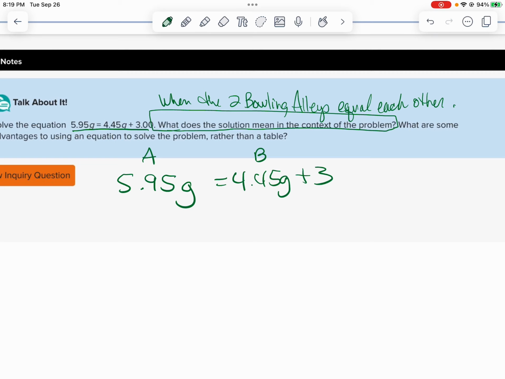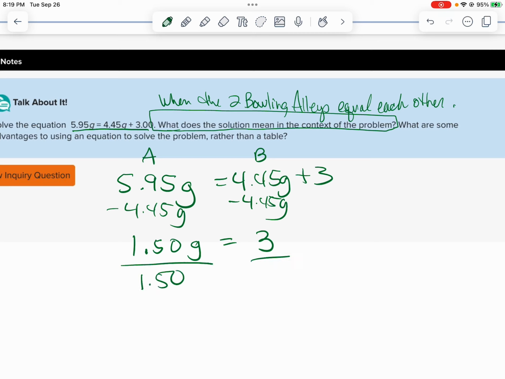So we're going to actually solve this. I'm going to subtract 4.45G, and now we've got Sadie going. G, that's a 0, that's a 5, that's $1.50G. Then we have 3. So I divide by $1.50 on both sides. Sorry, guys. So 3 divided by 1.5, I move my decimal over, 15 goes into 30 two times. So the number of games where they're exactly the same is 2.